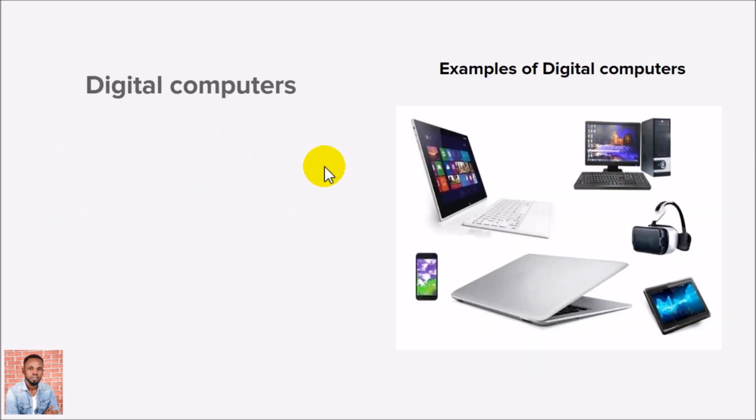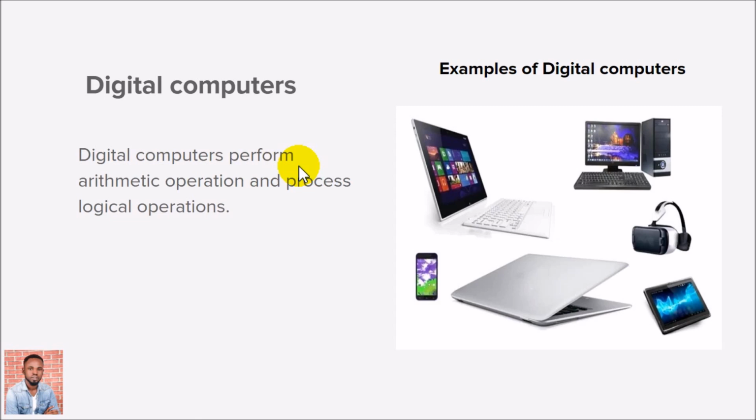Another kind of computer you will find based on type is digital computers. What digital computers are known for is performing arithmetic operations and logical operations. Data that is not finally concluded, they will work on it and give you an accurate answer to that data. These are the features digital computers are known for.